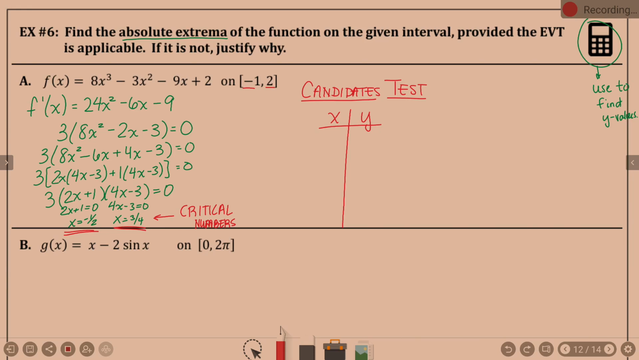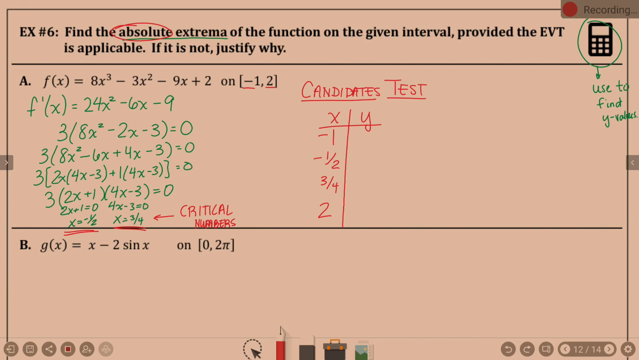Now, if we're looking at the whole graph, there are no endpoints to consider. So I'm going to put in negative 1 as an endpoint, negative 1/2, 3/4, and my other endpoint of 2. Those are the possible places where there are mins, maxes, something going on. What we're looking for right now, if you recall, are the absolute extrema. So we're going to look at the y values.